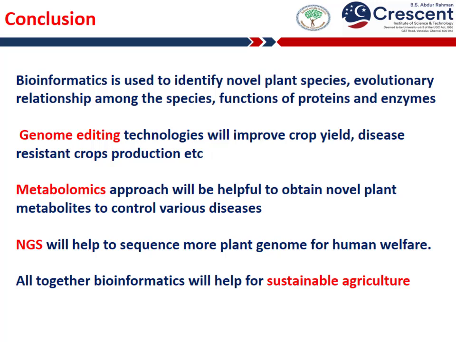The metabolomics approach will be helpful to produce novel metabolites by engineering the plants using bioinformatic tools. NGS will help to sequence more plant genomes for the benefit of human beings. Altogether, bioinformatics will be very helpful for sustainable agriculture.